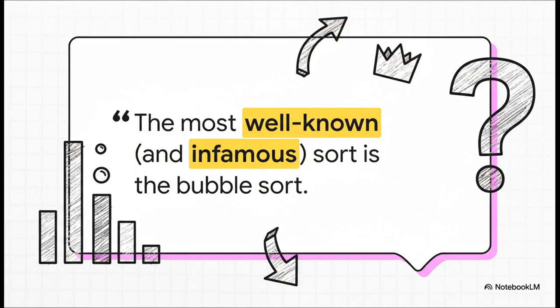Bubble sort is super well known. It's the go-to for beginners, but it's also infamous. That's a pretty strong word for a sorting algorithm, right? So what's the deal? Why the bad rap?